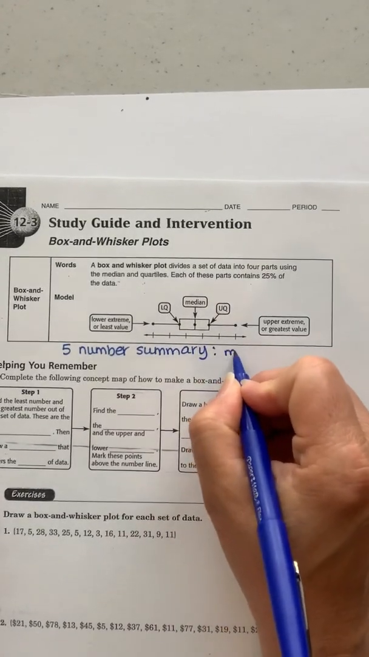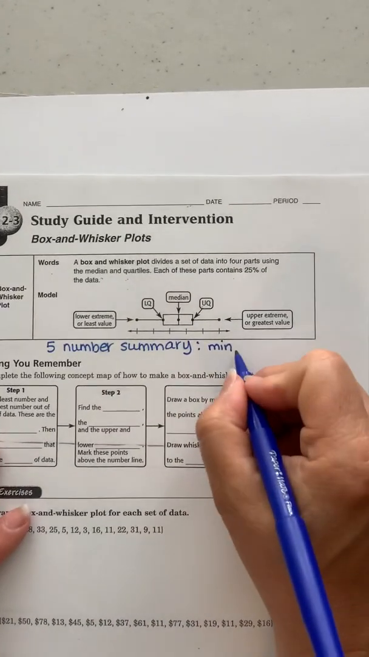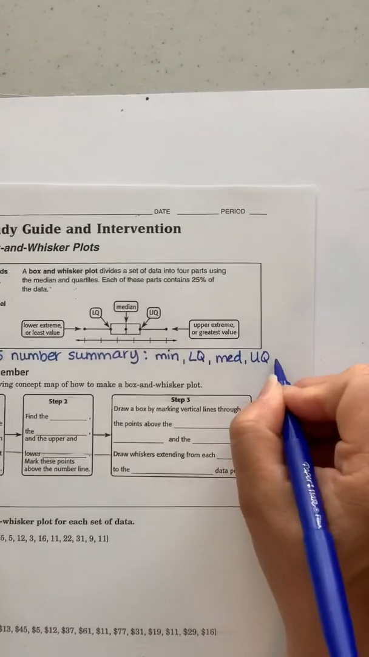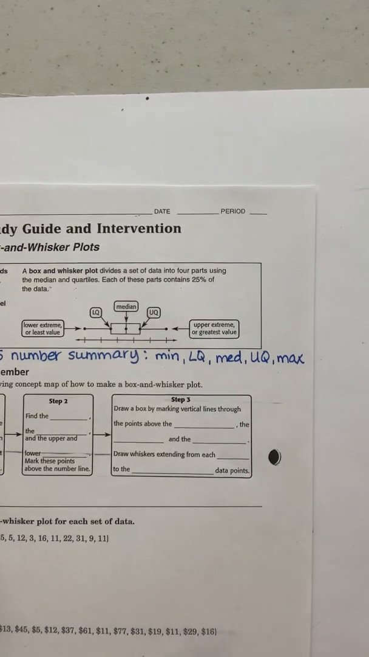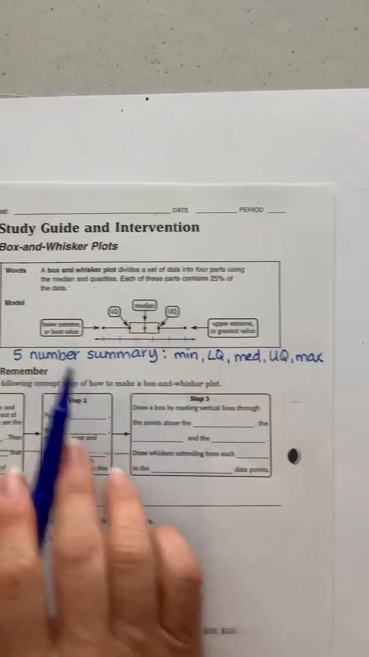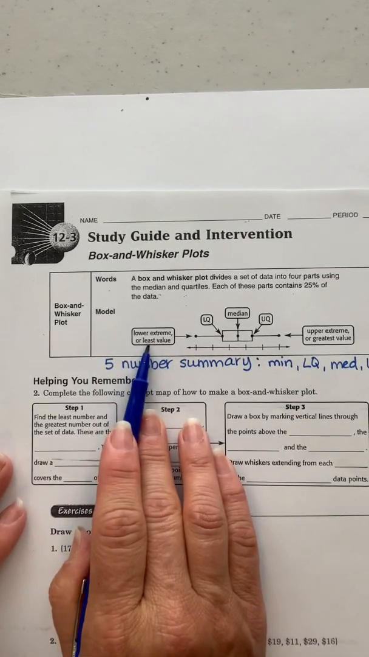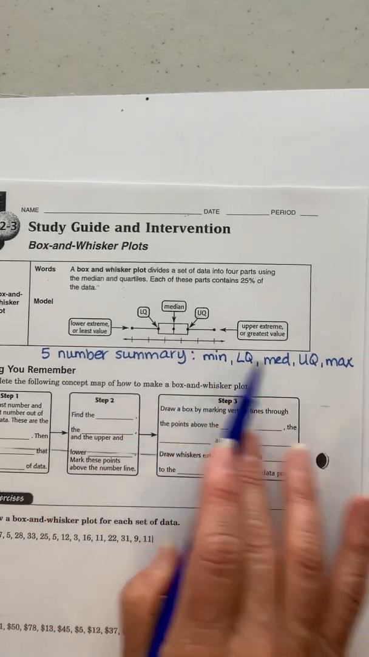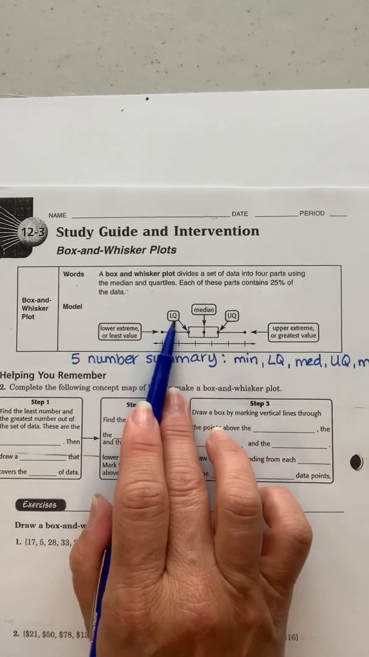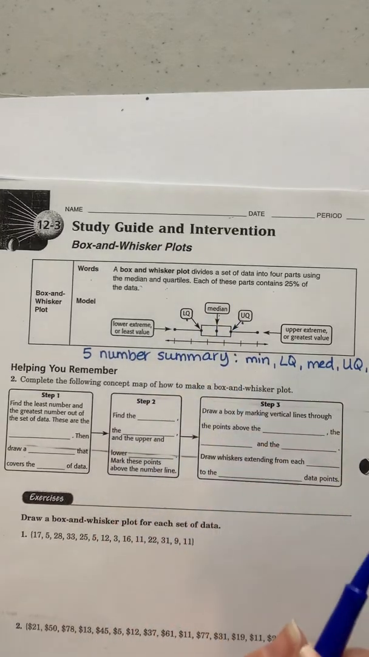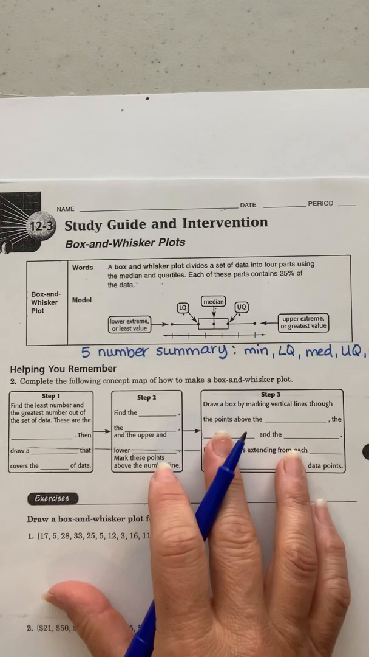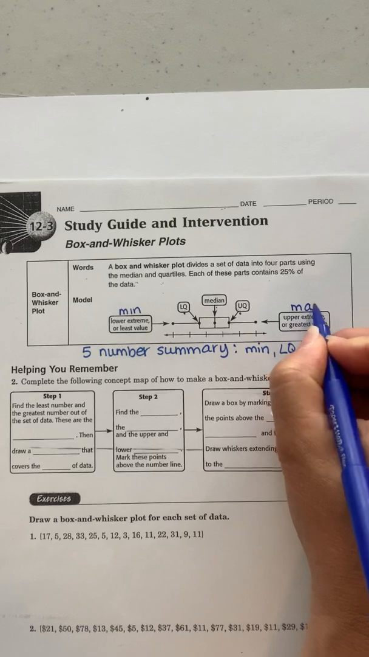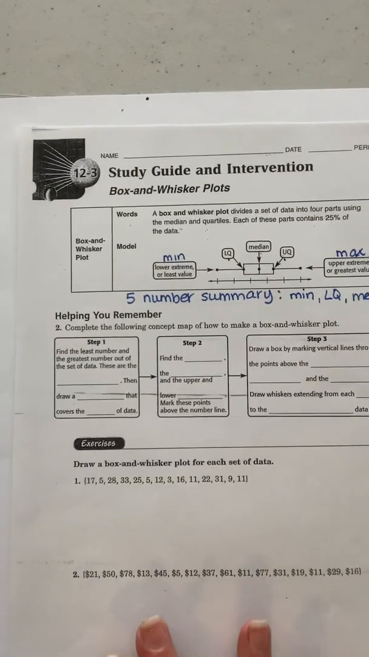Those 5 numbers are the minimum number when they're ordered from least to greatest, the lower quartile, the median, the upper quartile, and the maximum. So that's how I usually will abbreviate those. Your book calls them a lower or least value, upper extreme or greatest value, same thing as minimum and maximum. LQ being lower quartile, UQ upper quartile, and median is the one right in the middle. And I'll just remember that you have to have these in order when you're doing your box and whiskers, just like you did yesterday.